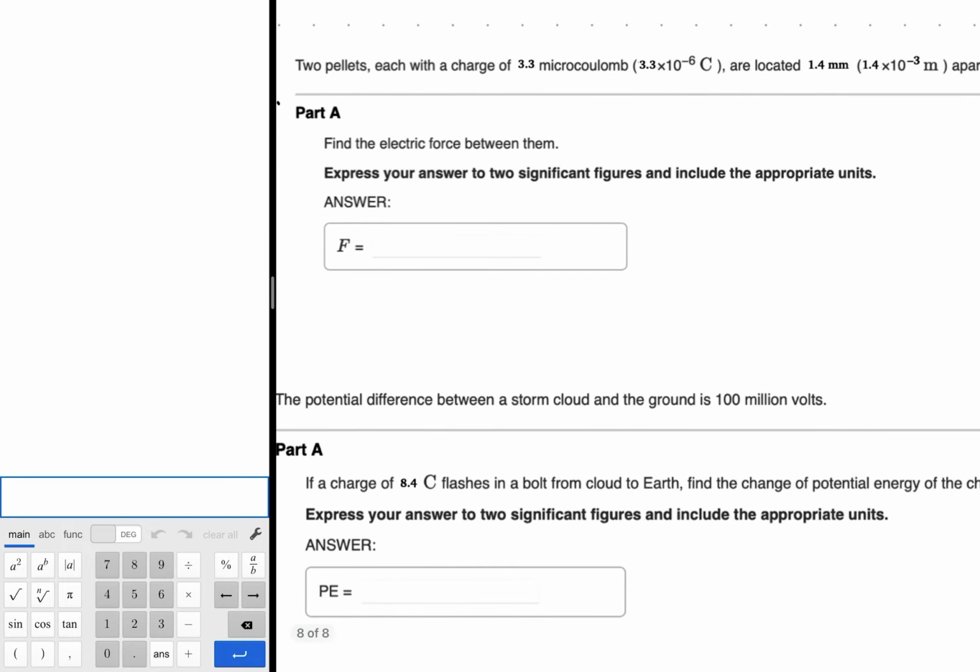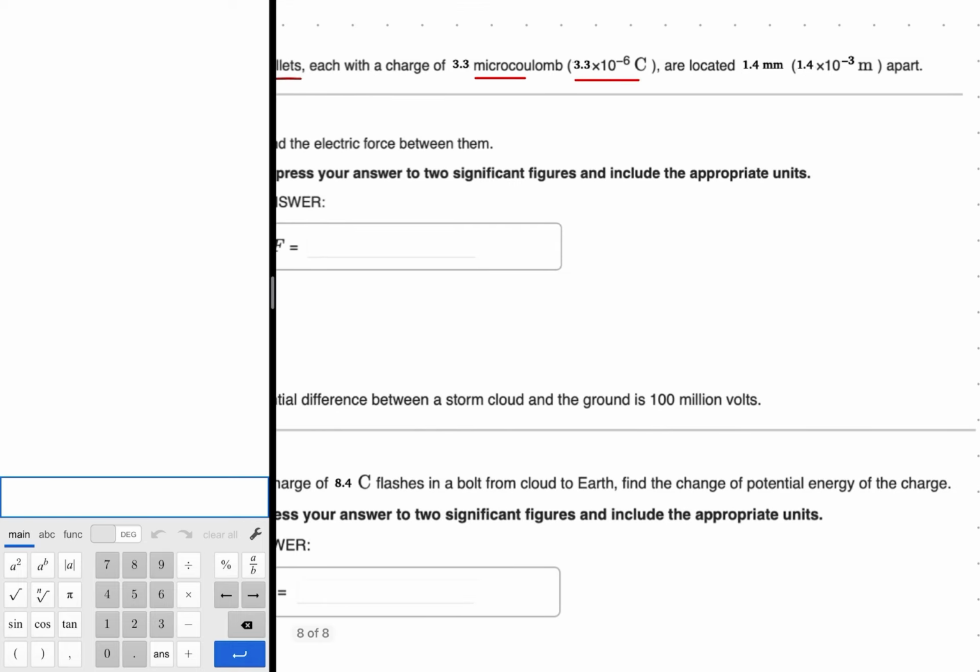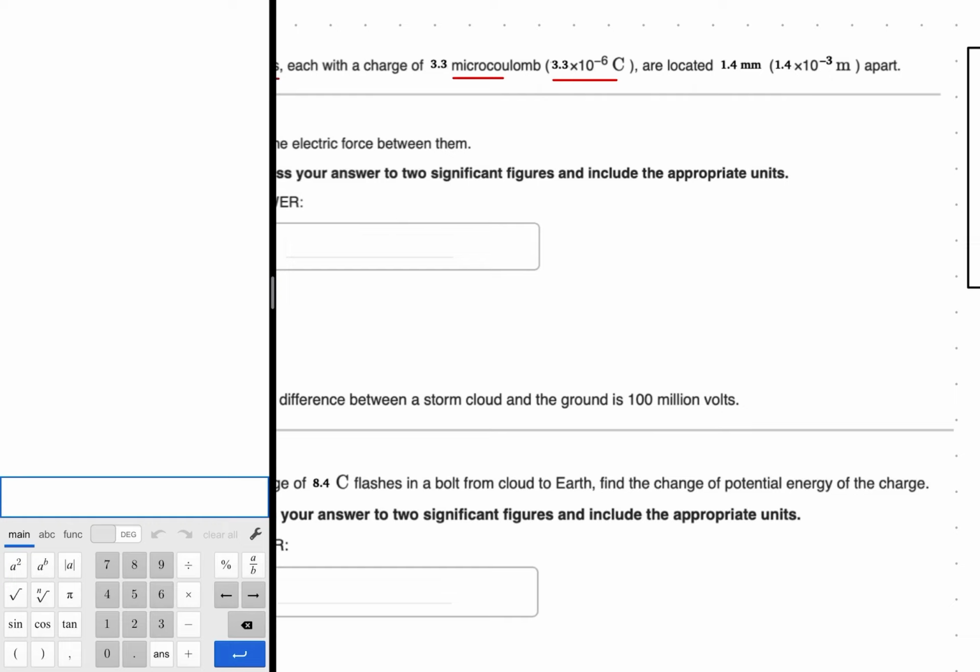So we're told that 2 pellets, which are just some objects that hold charge in this case, so you think of that maybe as 2 spheres, are charged each with a charge of 3.3 microcoulombs, which when you see micro, what micro means is a millionth. So in scientific notation, that would be 3.3 times 10 to the negative 6 C for coulombs. The distance between these two charges is 1.4 millimeters, which converted to base units would be 1.4 times 10 to the negative 3 meters, because there are 1,000 millimeters in every meter.